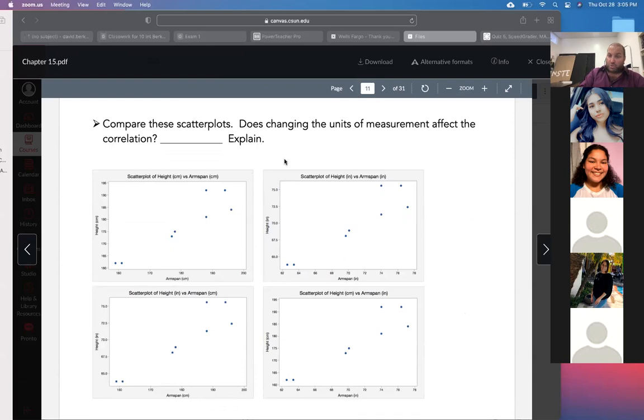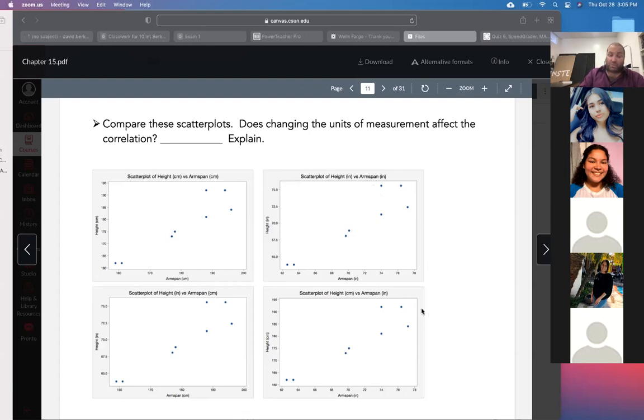Correlation doesn't care about units. If you change the units, correlation stays the same. Centimeters to centimeters, inches to inches, inches to centimeters, centimeters to inches. We'll get the same thing in all four cases. Correlation does not change. In fact, look at these scatter plots.